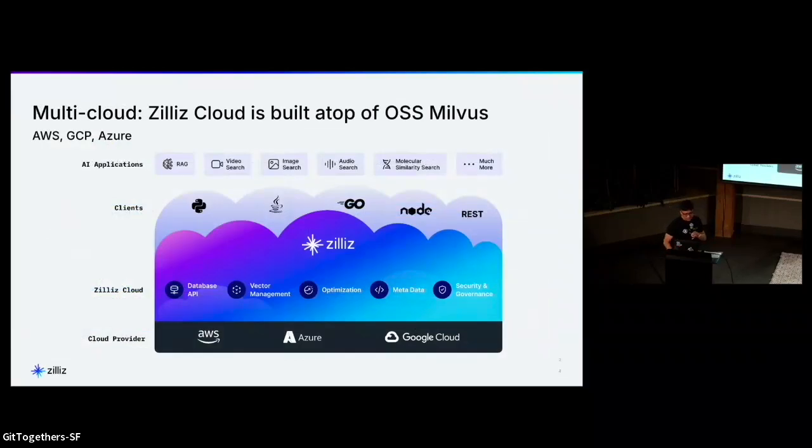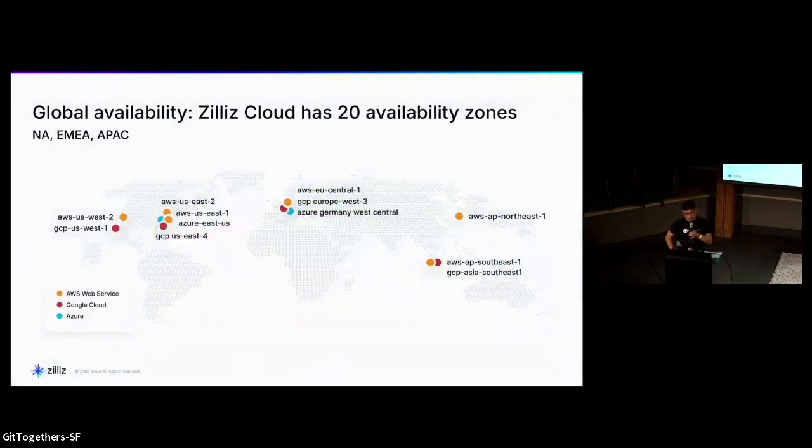And multi-cloud. This is running on top of open source, so you don't have this worry about vendor locking, but it also supports multiple clouds. At this moment, we are running on AWS, Azure, and Google Cloud. And also globally, we are supporting more than 20 availability zones geographically, from North America to Europe to Asia Pacific.